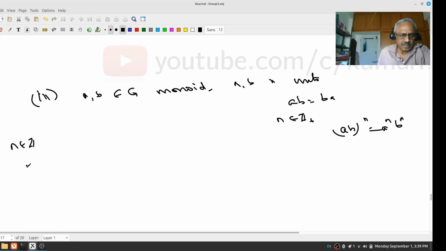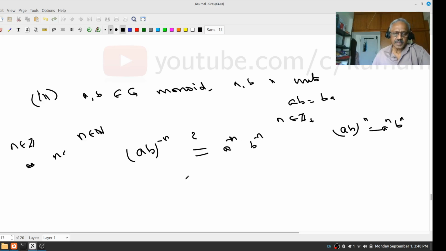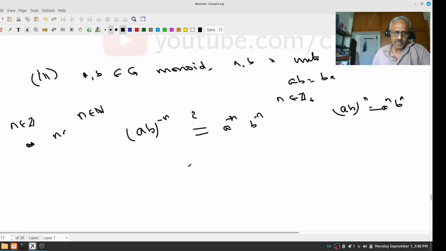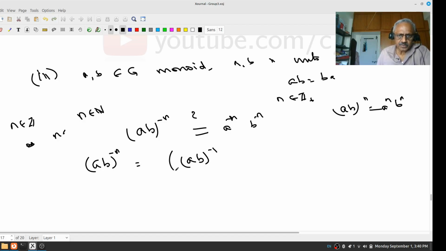Let us assume n is positive. Then I want to know whether (ab) to the power minus n is a to the power minus n, b to the power minus n. This is what I want to check. So let us start. (ab) to the power minus n by definition is (ab) inverse to the power n.